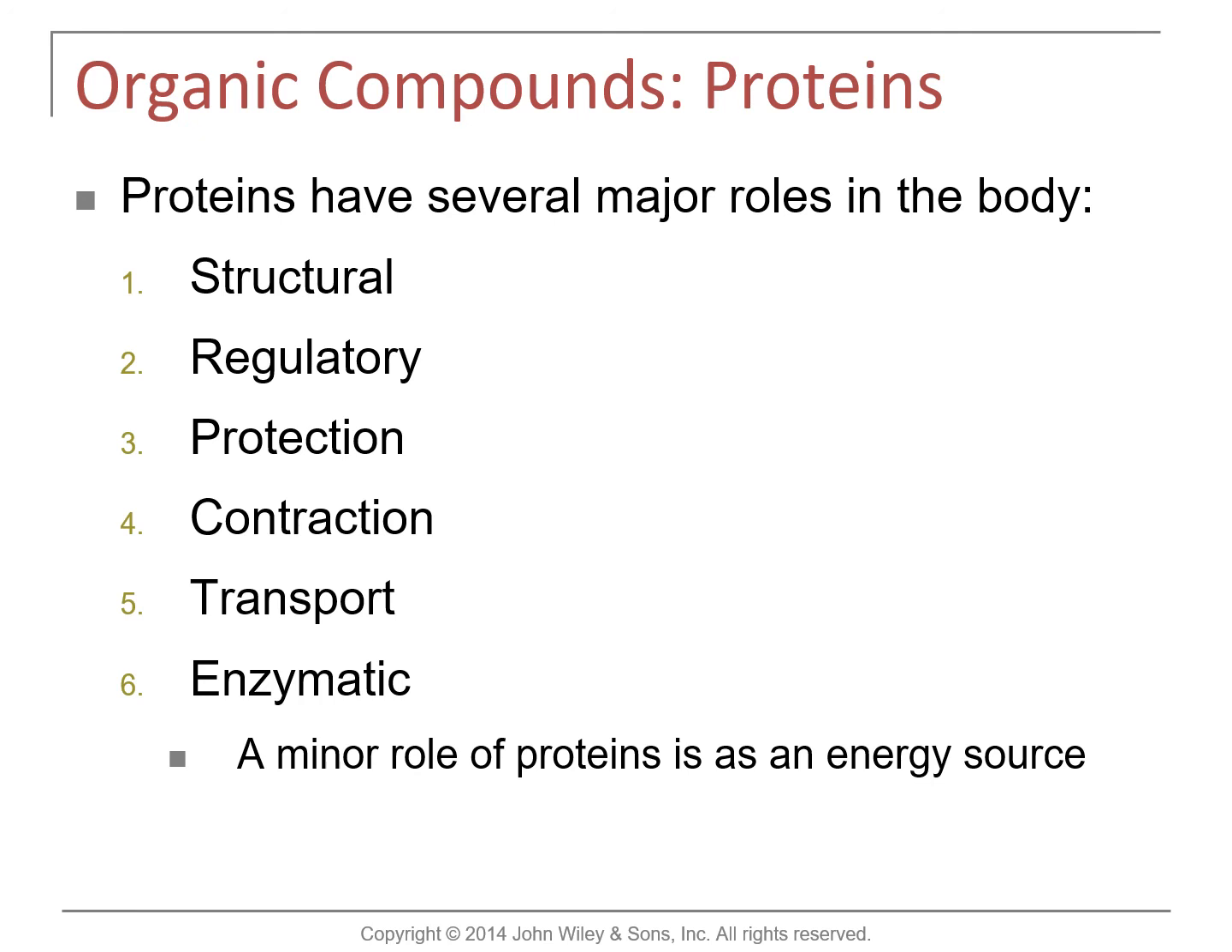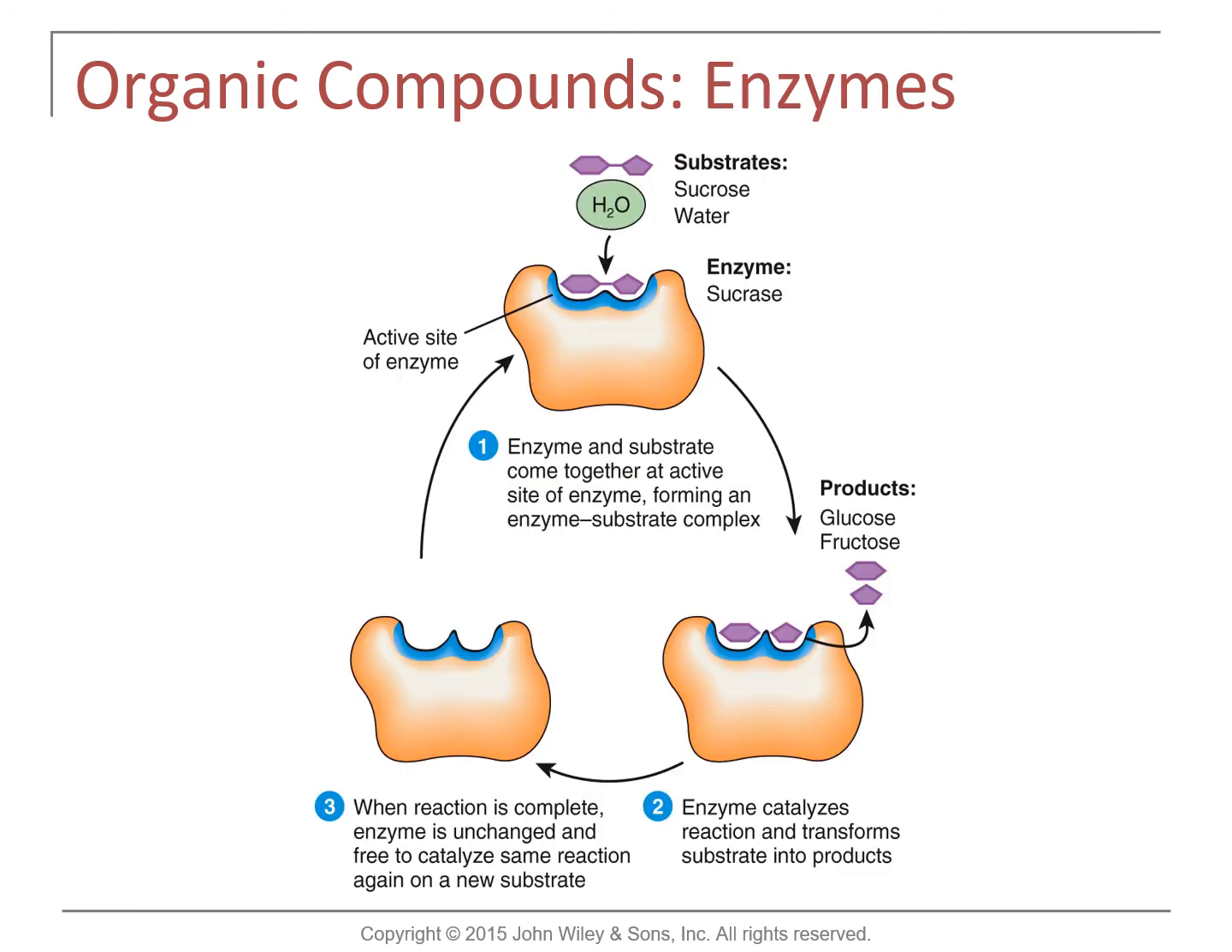Okay, so protein shouldn't have to be used to make ATP. Proteins have other roles: structural, regulatory, protection, contraction, transport, and enzymatic. Keep that in mind. Quickly review these slides that show you how enzymes work if you're not familiar with that process.